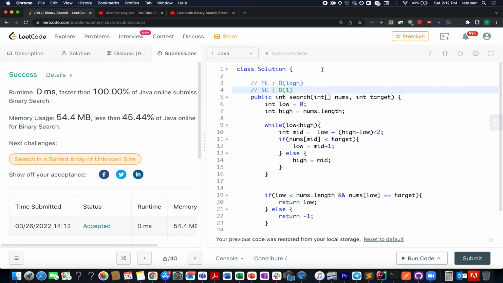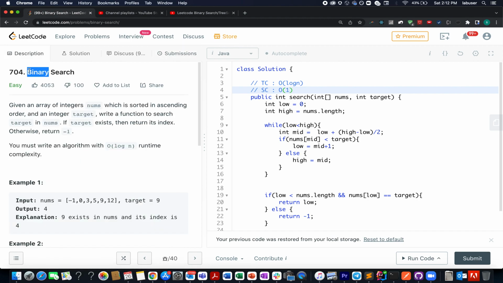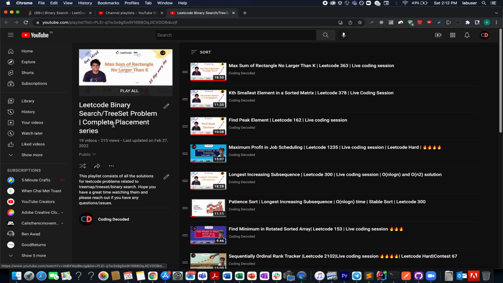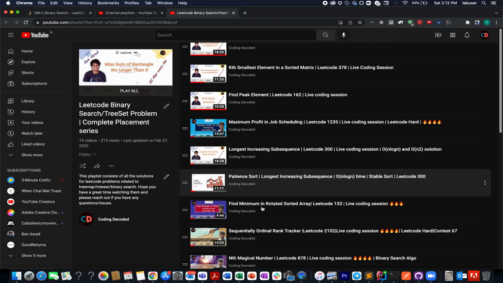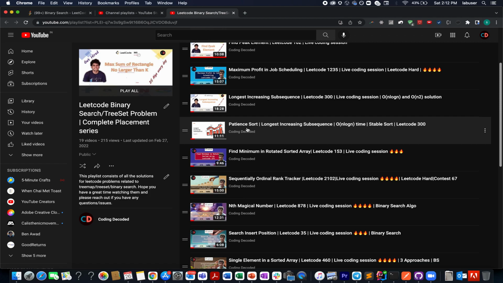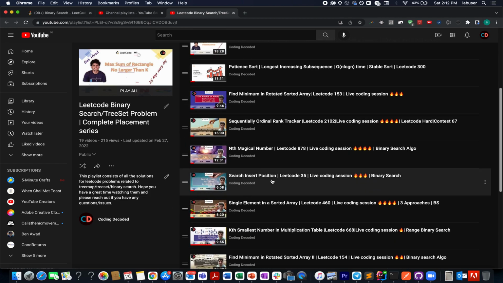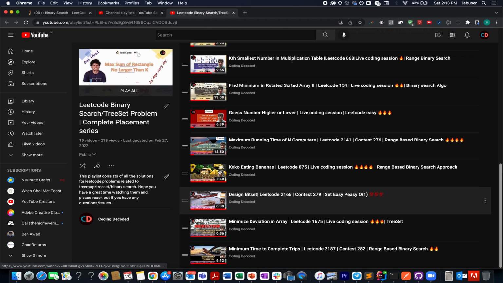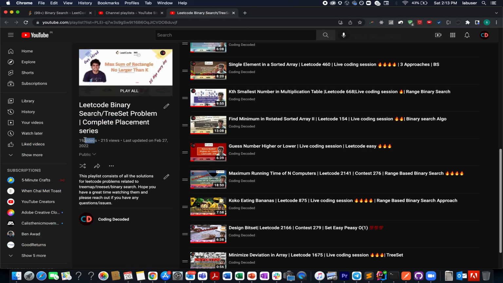Also, don't limit yourself to this easy question. Although this forms the basic concept of binary search, you can go to this playlist, which is Leetcode binary search or tree set problems. Here you'll find plenty of questions where binary search is explained in depth and is used extensively. For example, find peak element, find kth element in a sorted matrix, patience sort. It's also a very interesting approach. Do give it a shot. Search insert position, it's again an interesting problem. So here I have listed approximately 19 videos, and if you go and try these questions, it will act as a revision opportunity for you guys. So do give it a shot.